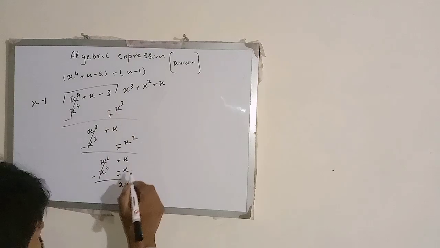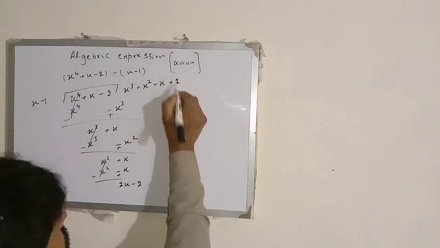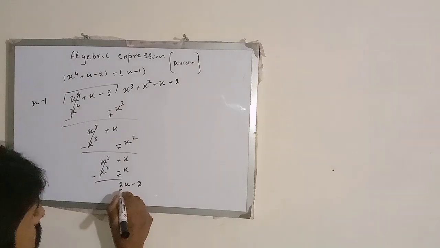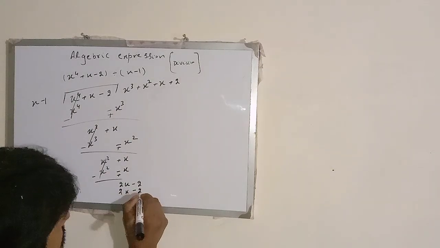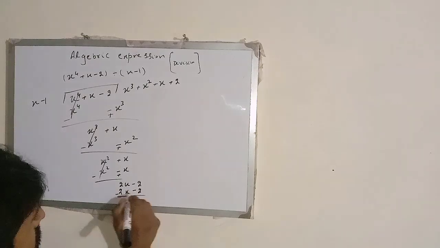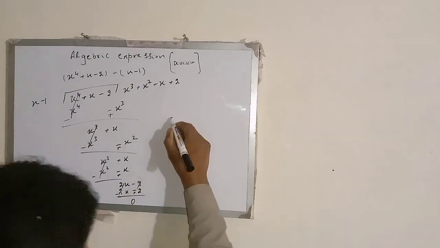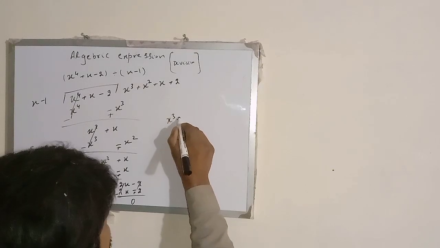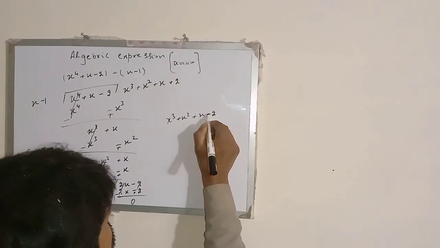2x - 2. Now we multiply with 2. The result is 2x - 2, minus 0. So the answer is x^3 + x^2 + x + 2.